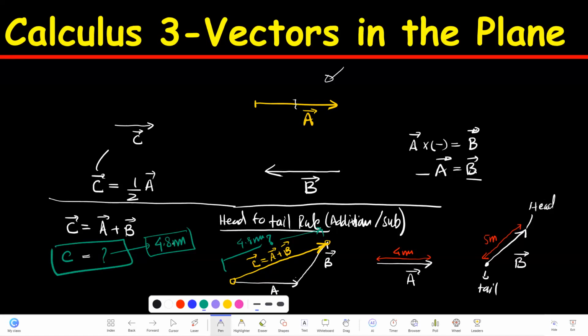Okay. But think about it. The vector C, when I drew it, did I draw the arrow on vector C? C is a vector. You cannot say that I add banana plus banana and my answer will be apple. If you're adding two bananas, the answer will be banana. So when you're adding two vectors, the answer cannot be a scalar. It has to be a vector.